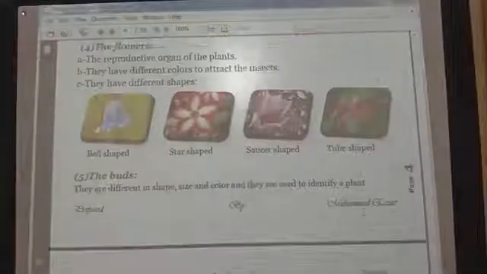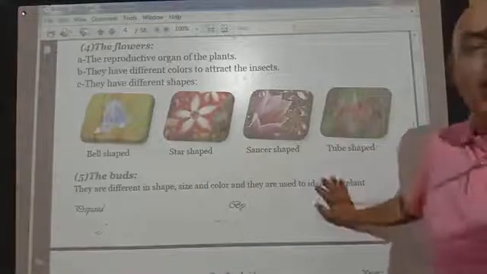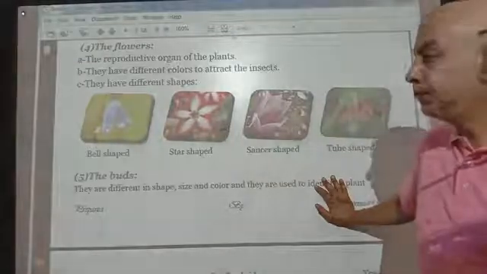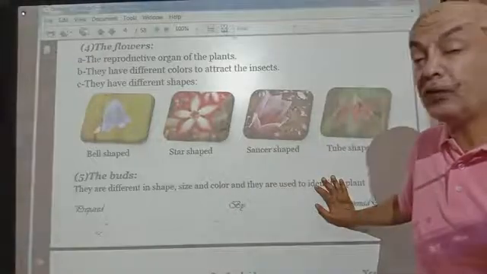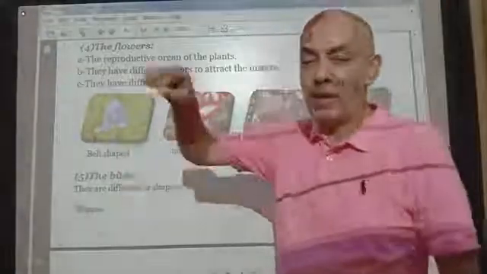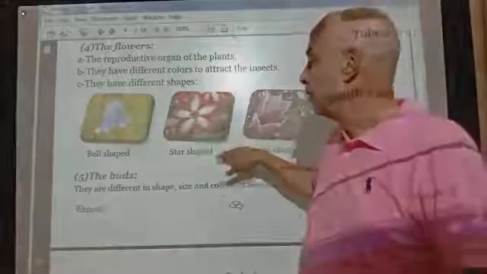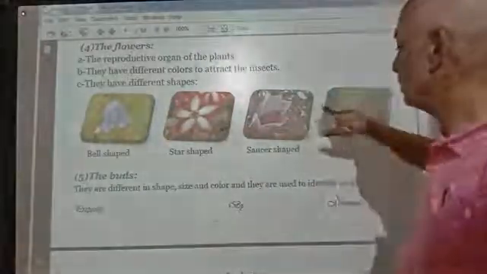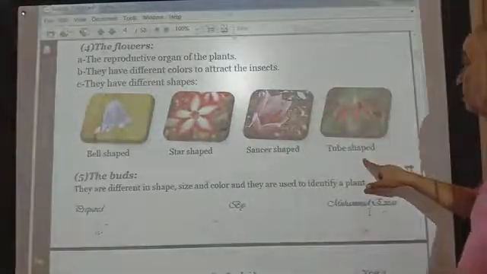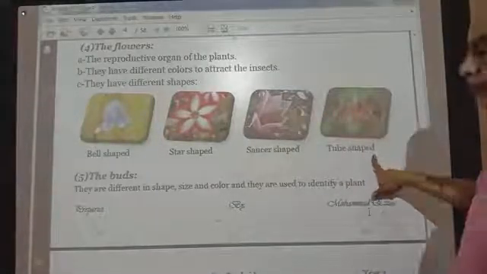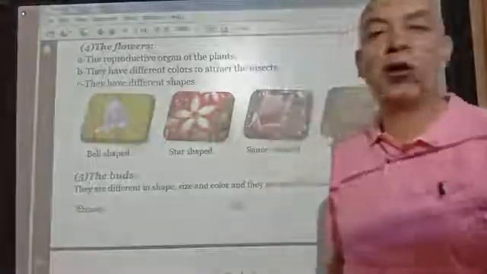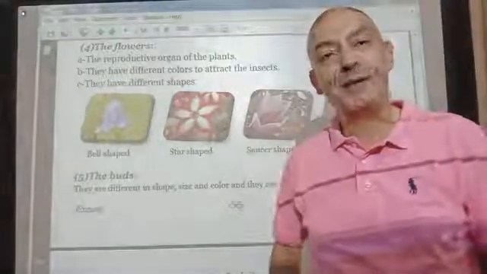What about the flowers? Flowers are considered the reproductive organs of the plants, and they take different shapes. They are not looking like each other. Some of them have the bell shape like the bell ring, some of them have the star shape, some of them have saucer shape, and some of them take the shape of tubes. Finally, the buds are different in shape, size and color, and they are spreading all over the plant's body.